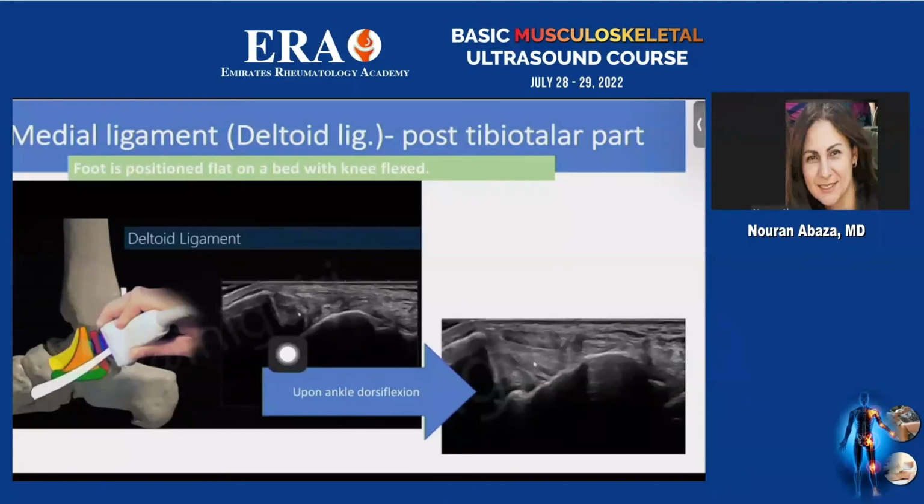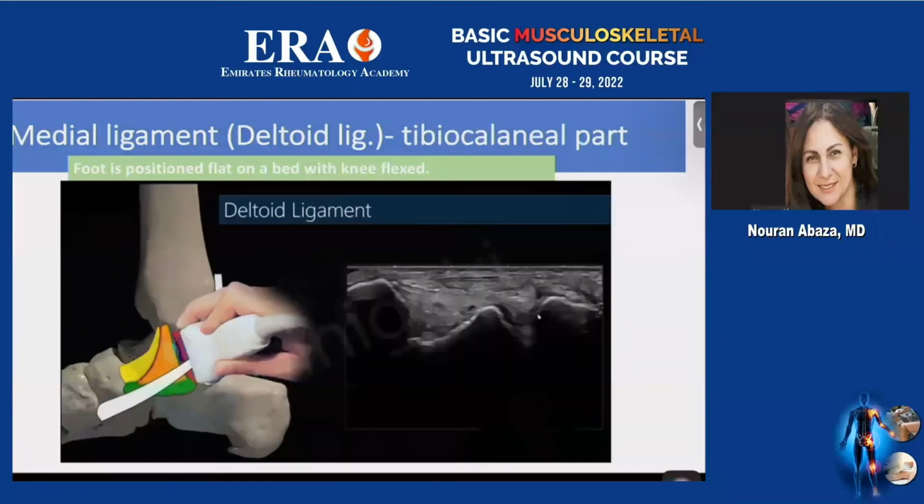If you do it while the ankle is resting on the examination table, you will have this picture, with a part not appearing here from the tibiotalar part. But if you put the ankle in dorsiflexion, this part will appear from the tibiotalar part of the deltoid ligament.